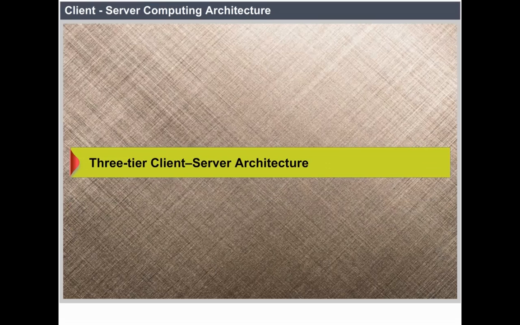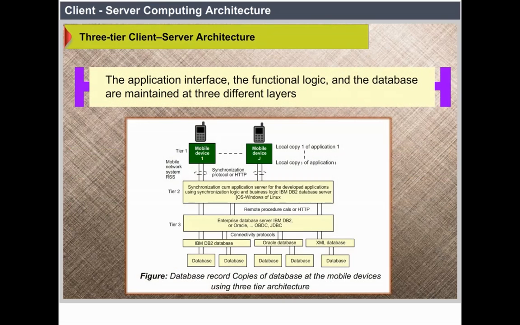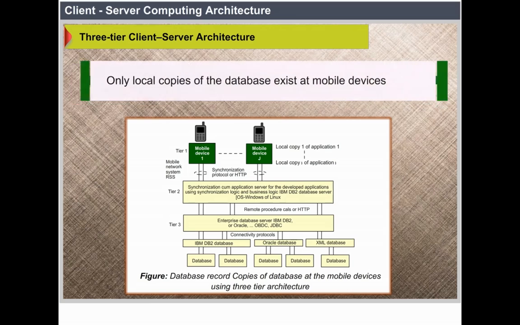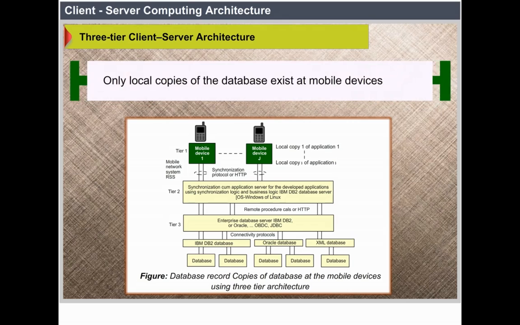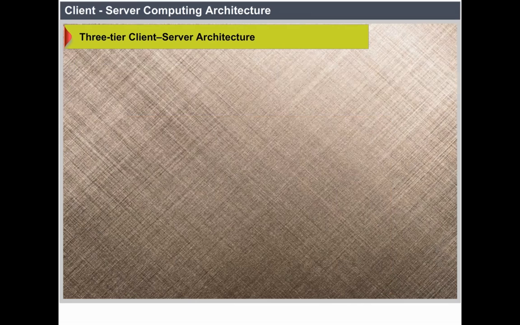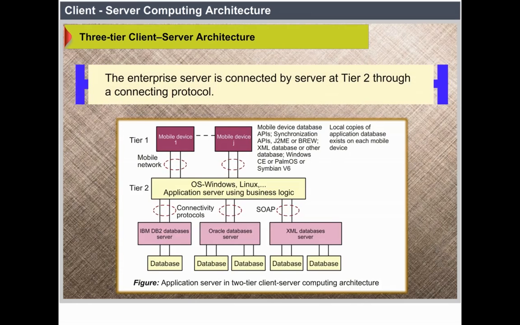3-tier client-server architecture. The application interface, the functional logic, and the database are maintained at 3 different layers. The database is associated with the enterprise server at tier 3. Only local copies of the database exist at mobile devices. The database is at the back-end system of an enterprise company that holds IBM DB2, Oracle, and other databases. The server at Tier 2 connects to the enterprise server through a connecting protocol.